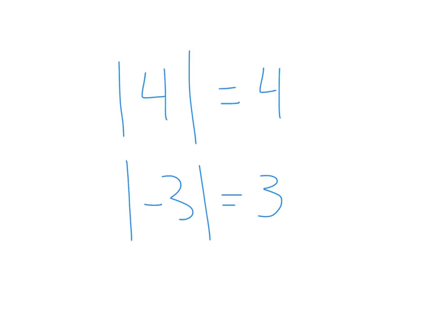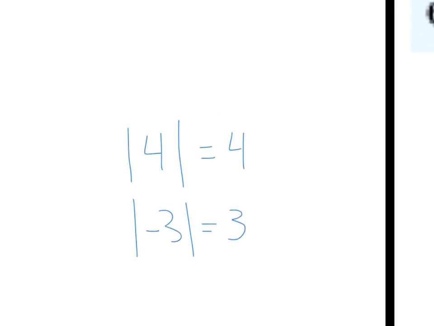So you'll notice that no matter if we have a positive number or a negative number, we are getting a positive answer, because distance away from 0 has to be positive. You can be 3 to the left or 3 to the right, but you're still positive 3 away. So that's going to be important for us to keep in mind as we solve these equations.